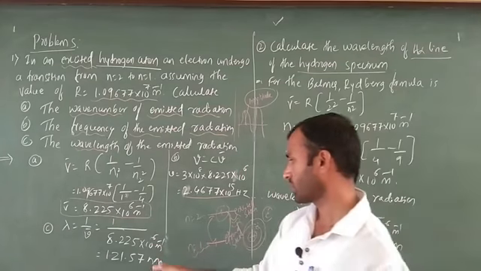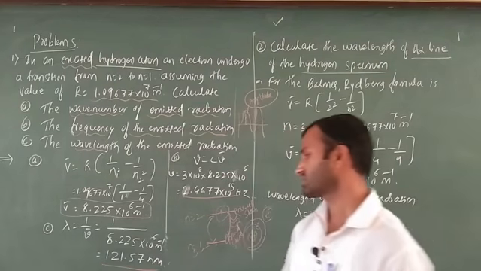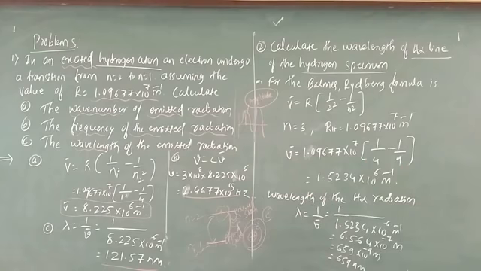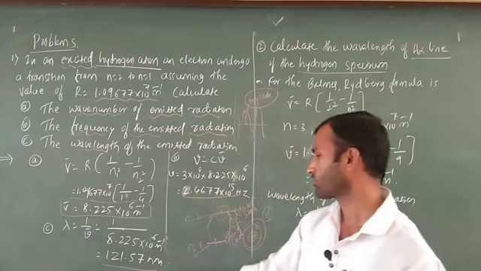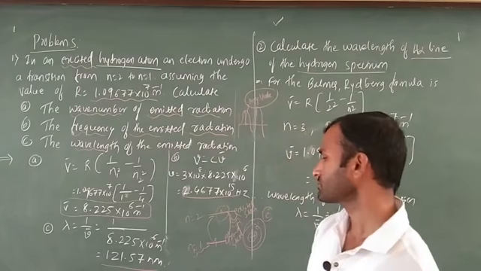We get 121.57 nanometer. This is the final answer, 121.57 nano. Nano means 10 to the power of minus 9. You have to shift the digits. Definitely we are going to get it.